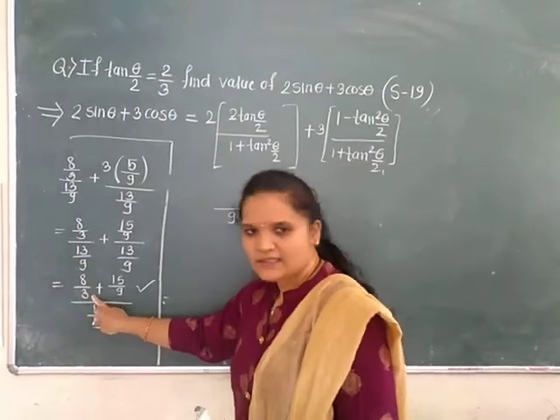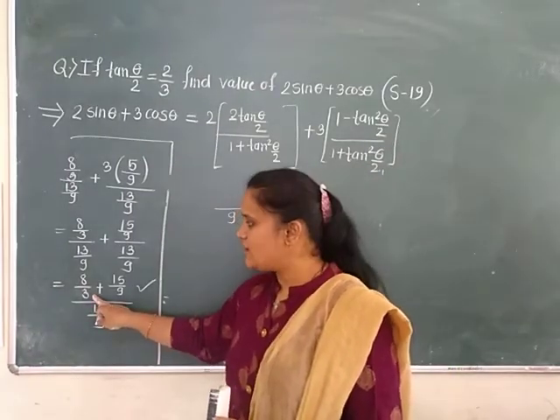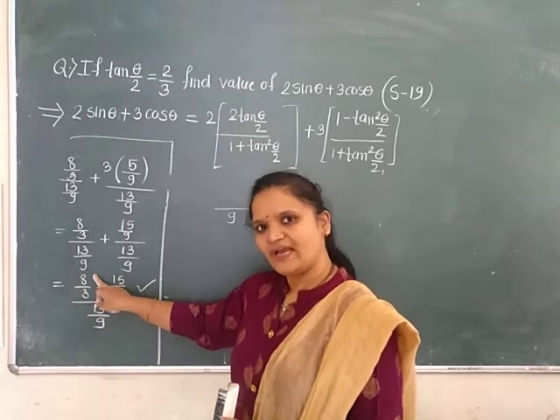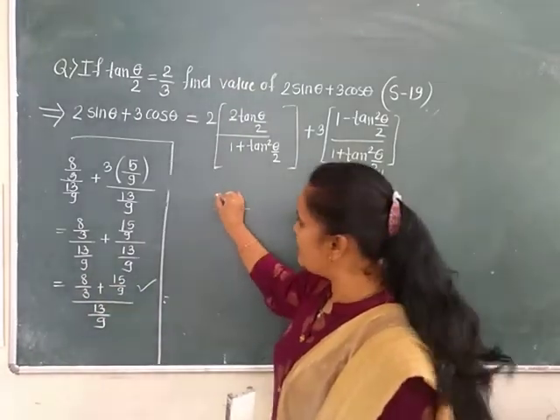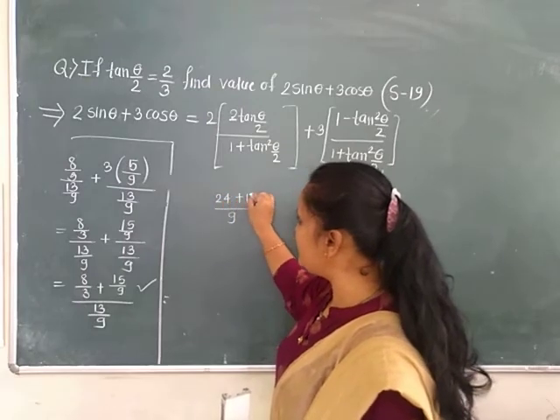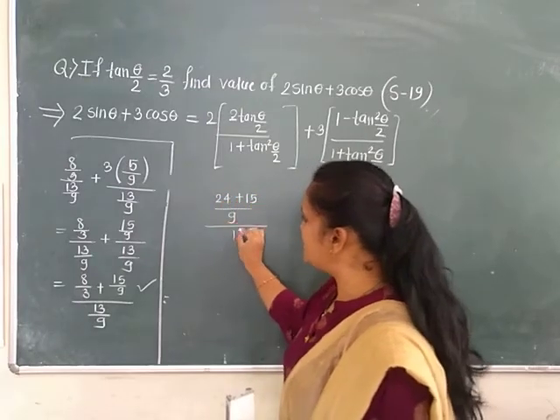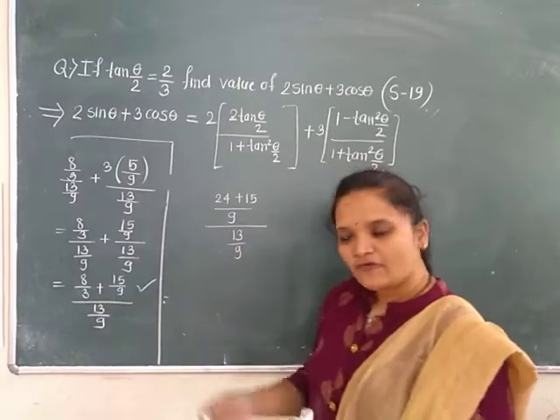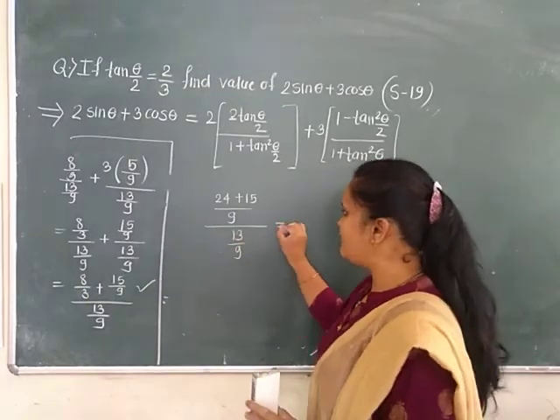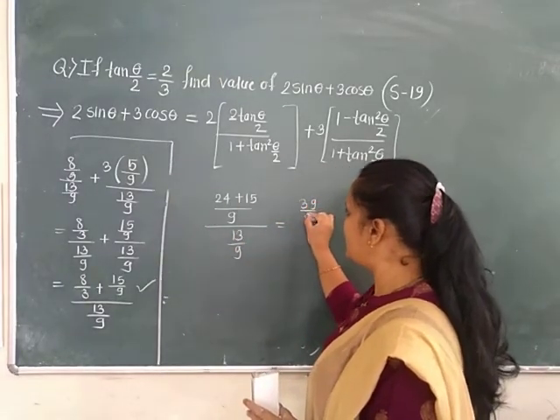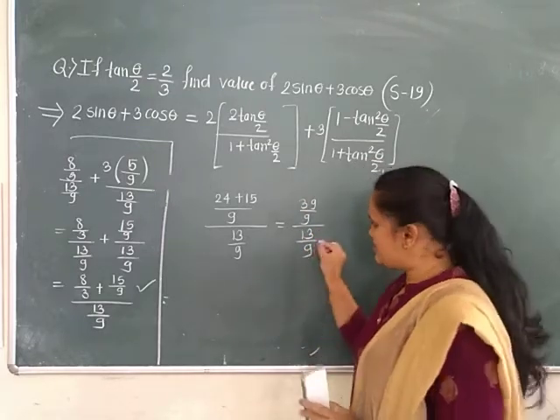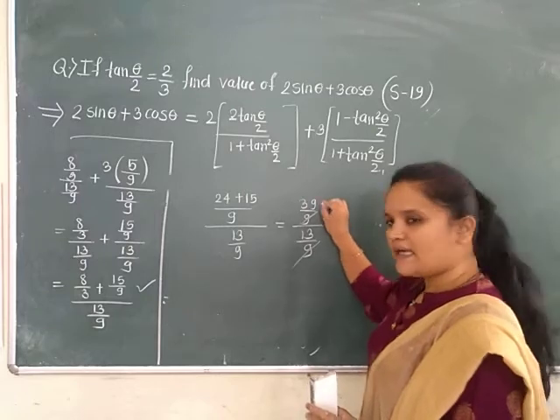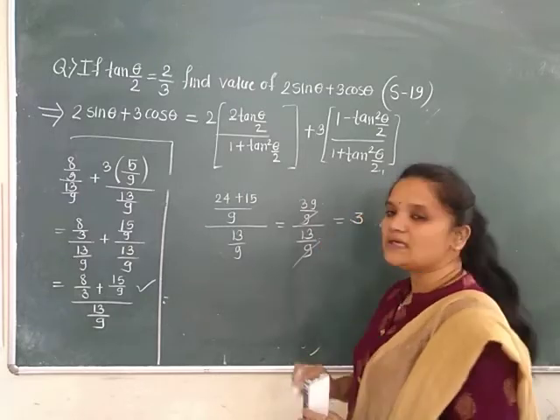Now here there is a 3. To get 9 here, what do we have to multiply by? We have to multiply by 3 here. So 8 into 3 gives you 24, plus 15, divided by 13 by 9. Further, 24 plus 15 gives you 39 upon 9 divided by 13 upon 9. This 9 gets cancelled, and 39 upon 13 gives you the answer 3.